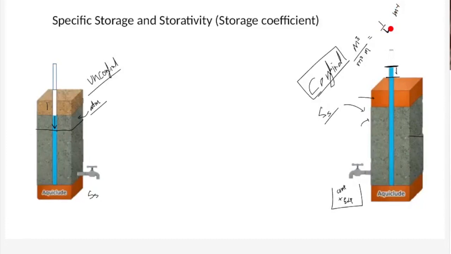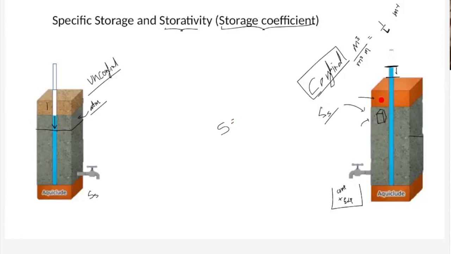Tell me, is this clear? But understand, specific storage is only talking about 1 unit volume, right? If I have to talk about the whole aquifer, then comes the concept of storage coefficient or storativity. Storativity and storage coefficient are the same thing. So the storage coefficient is generally given by S.